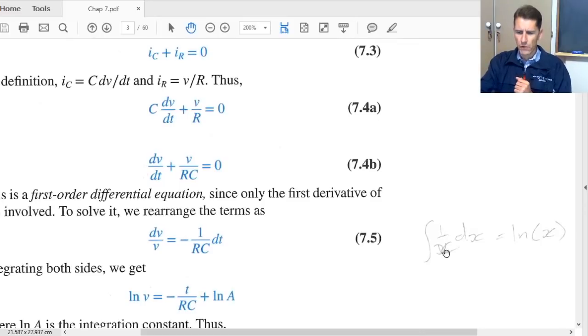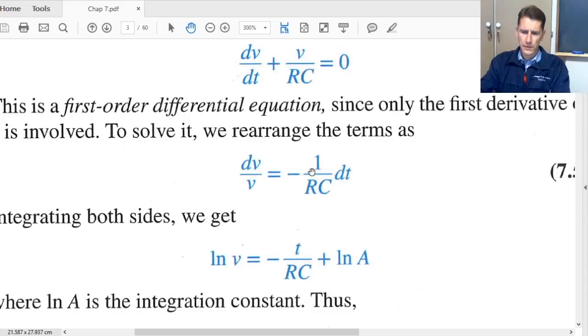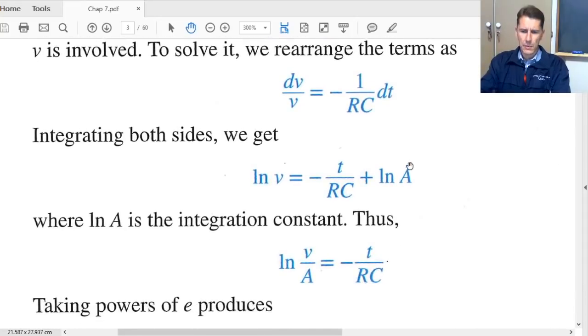So we know the integral of 1 over x is just the ln of x, so the integral of 1 over v becomes the ln of v. And on the right, we've integrated dt, but it's just a constant, so it becomes minus t over RC, and then the integration constant ln a. Now that could have been a, b, c, d, anything, but you'll see why we're going to make it ln a. Now we take that ln a, we bring it over, and it becomes minus ln a. So you've got ln of v minus the ln of a, and if you subtract the ln functions, you divide, so it is the ln of v over a.